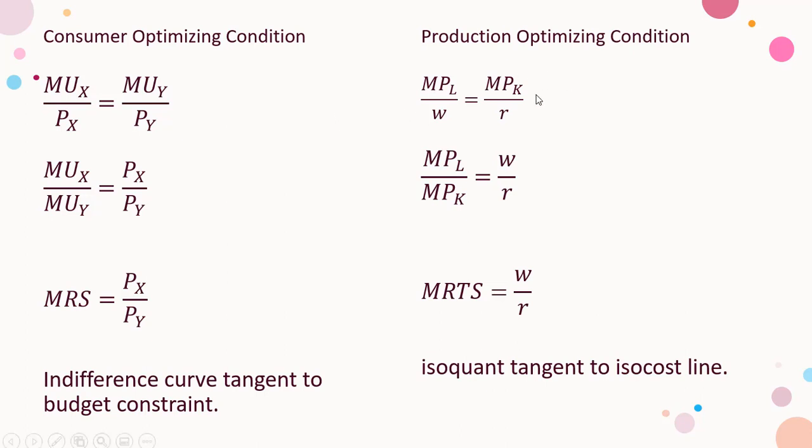For production, optimization requires the following. Again, very similar looking conditions. The firm will spend money on inputs such that the marginal product per dollar spent on each input is identical. We could rearrange this equation to get the ratio of the marginal products equal to the ratio of the input prices. And the left-hand side is nothing more than the marginal rate of technical substitution. And all this suggests is that when the firm is optimizing, subject to the constraint, the isoquant is just tangent to the isocost line, or the slope of the isoquant is equal to the slope of the isocost line.